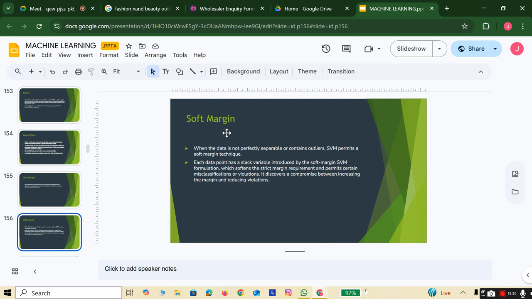So each data point has a slack variable introduced by the soft margin SVM formulation, which softens the strict margin requirement and permits certain misclassifications or violations. So it discovers a compromise between increasing the margin and reducing violations. Why should we use soft margin if it supports that?